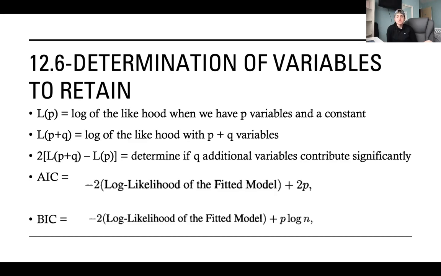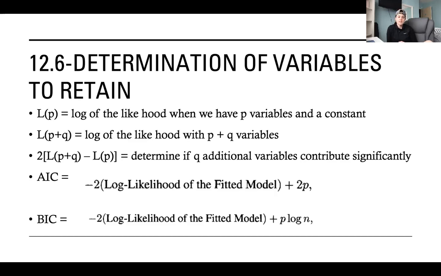This procedure is good for nested models, which again are a set of models that can be obtained from a larger model as special cases. So when we do have nested models, this way of going about testing variables is indeed a good way to go. And in this case, we also do have an AIC and a BIC value.